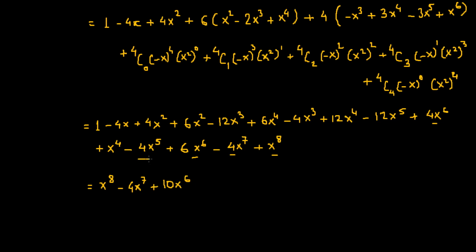Then we have negative 4 and negative 12. So this would give us negative 17x raised to the power of 5. And for x to the power of 4 we have 1, so this is 12, so this is 13. 13 and 6 is 19. Okay, so we have 19x raised to the power of 4.